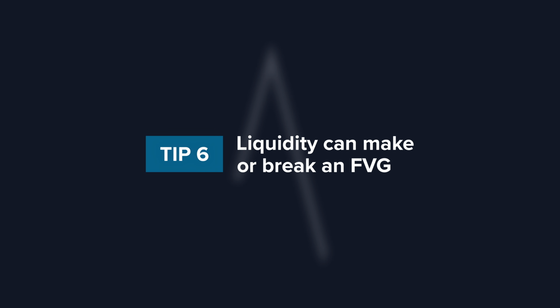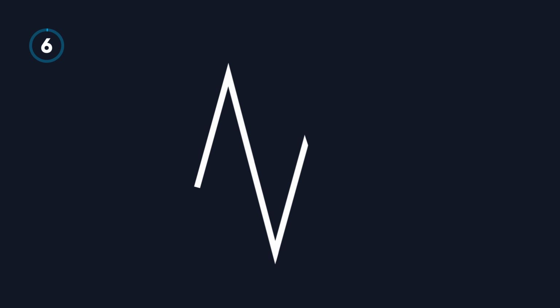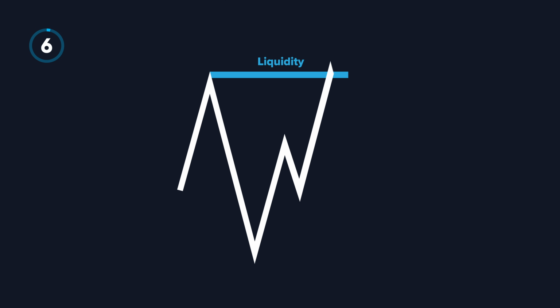For tip number 6, you need to understand how to trade FVGs that form around a liquidity area because they can offer the strongest fair value gaps possible. Price is only ever doing one thing, and that is targeting external range liquidity, which is either a previous swing high or a swing low. And to get there, it uses internal range liquidity as fuel, or in other words, an FVG.